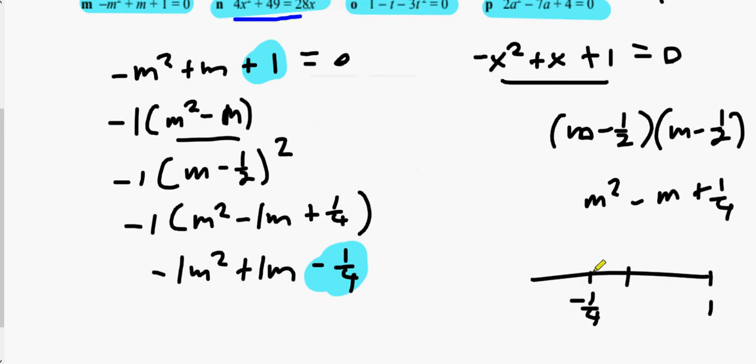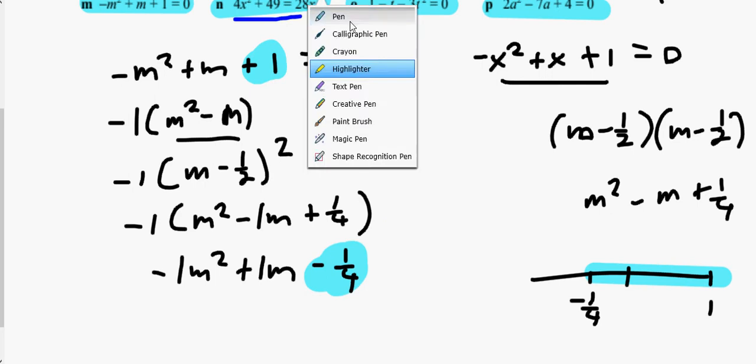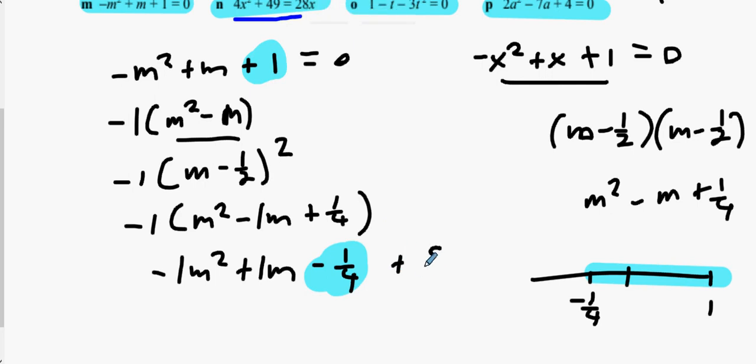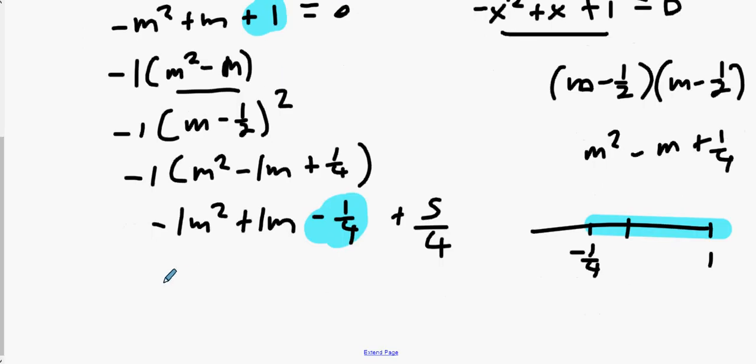There's 5 quarters in the distance. 1/4 to the right to get you to 0, and then another 1 to get you all the way there. So it's going to be plus 5 quarters. Now what's my answer? Minus n minus a half squared, plus 5 over 4. Everybody cool with that?